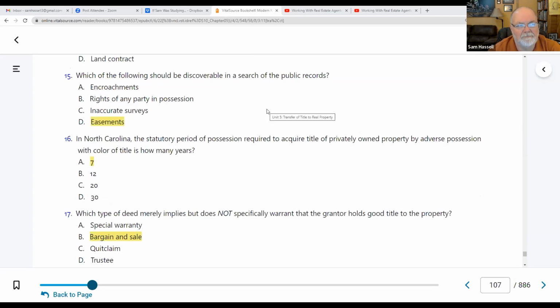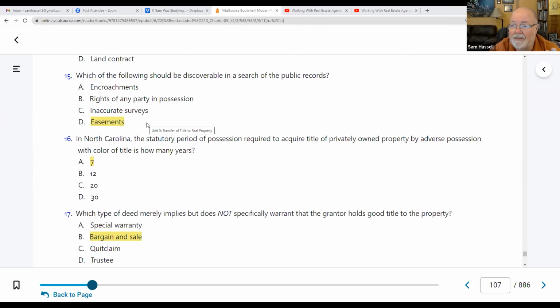Number 15. Which of the following should be discoverable in a search of the public records? Okay. And these are easements on the property because why? Easements are what? Appurtenant, right? They run with the land. And the only reason they're appurtenant is because we have to what? We have to record them, right?